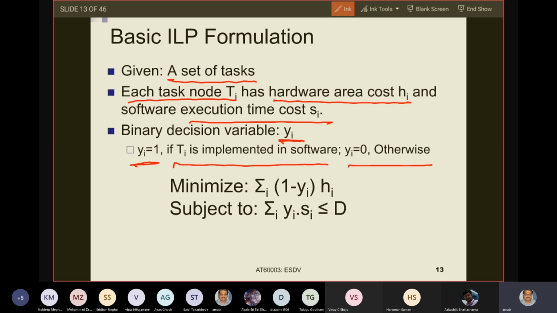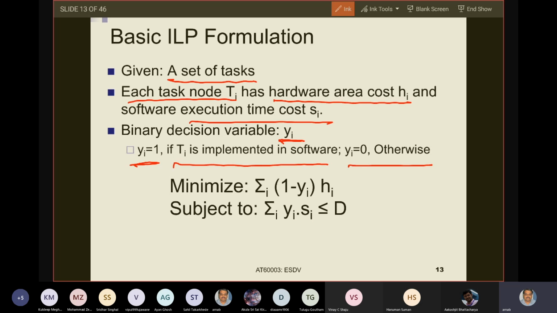Now you see that if I have n tasks, each distinct valuation of these Yi values gives me a solution. That means I can have y1 equals 1, y2 equals 1, y3 equals 0, y4 equals 0, y5 equals 0, y6 equals 1.